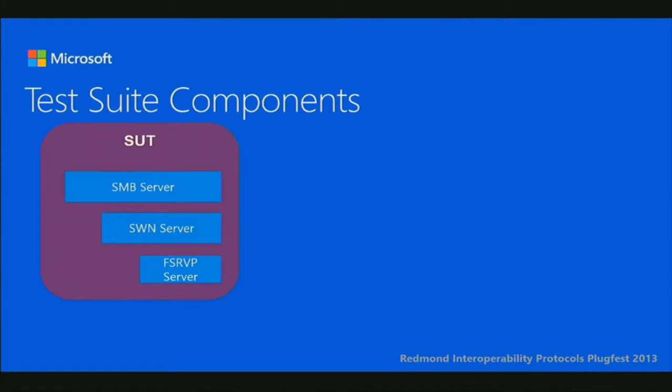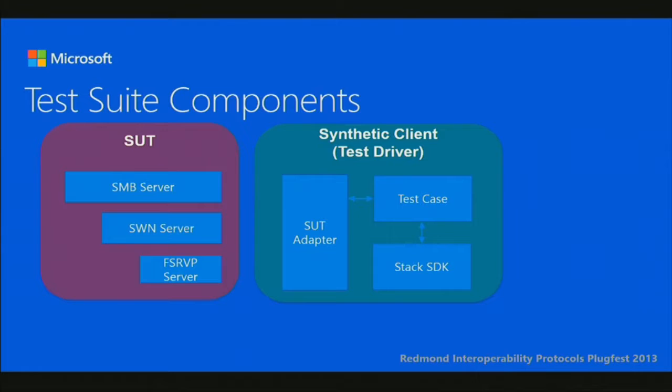This is the SUT. Simon has introduced the SUT including the SMB server, but now I will introduce SUTs including the SMB server, SWN server, and the FSRVP server. And this is our synthetic command. Our command is just one command for all file sharing family test suites. Through TCP, our commands can send requests to the SUT, receive the response, and check whether the response is okay or fail.